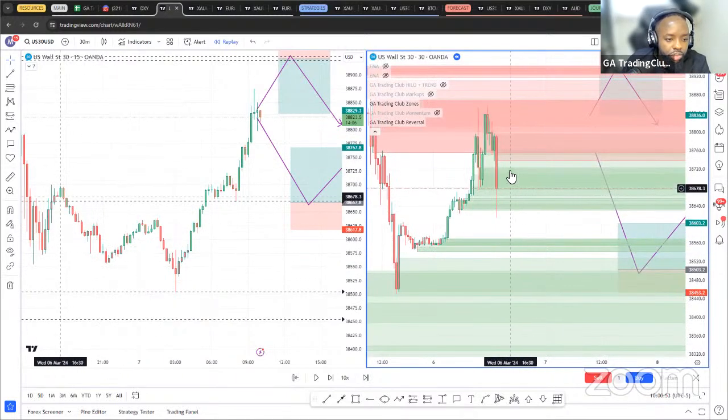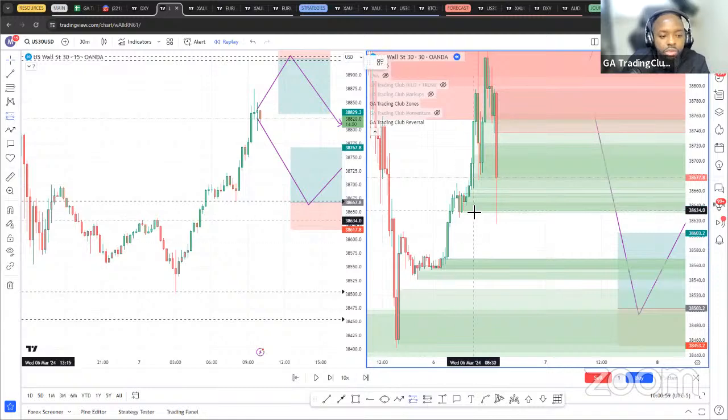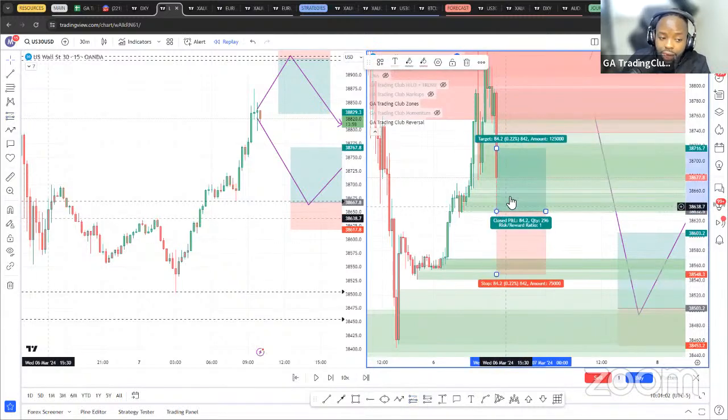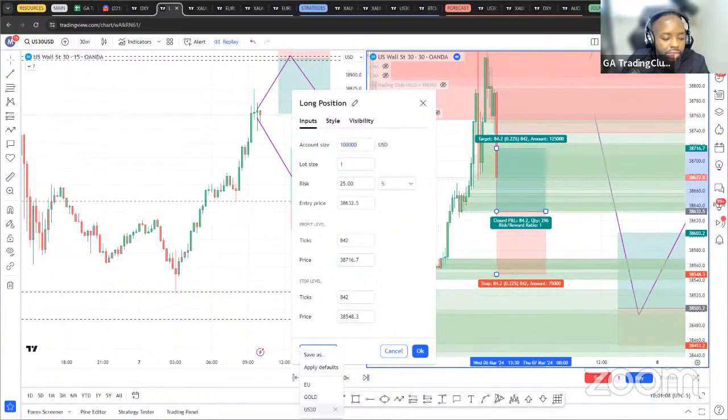Here on the 30-minute, you had these zones right here. One other thing I noticed is that you also want to look at the structure to your left. This is the first one that I caught, and I cashed out early because I wasn't liking the setup to the left, and I was seeing the setup to the left at the bottom here.